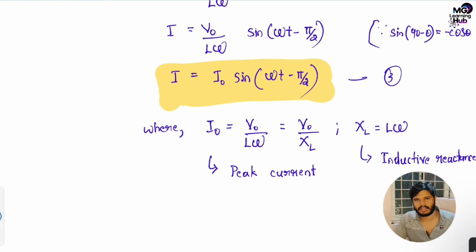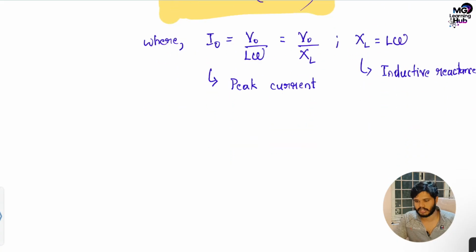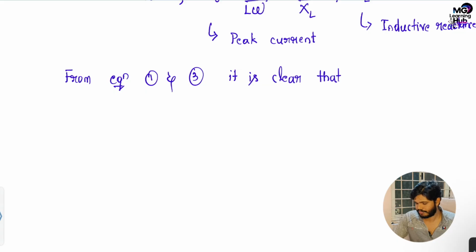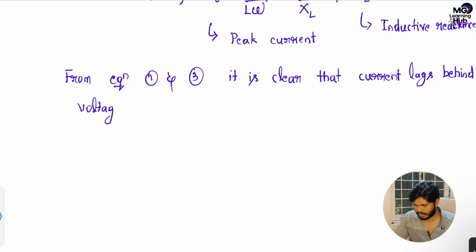Now it is clear from equation 1 and equation 3 that a phase angle has been added in the sine in equation 3. So write that: from equations 1 and 3 it is clear that current lags behind voltage. Current lags behind voltage by a phase of 90 degrees. Pi by 2 is written as 90 degrees.